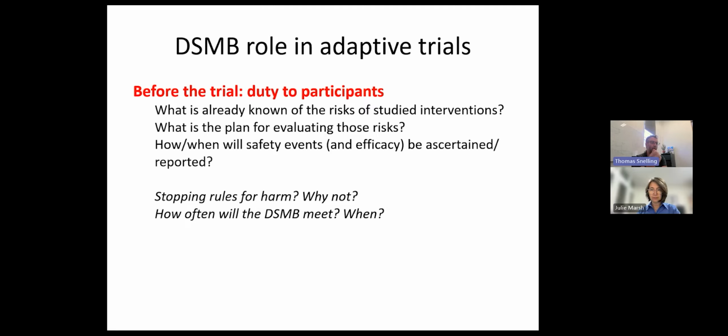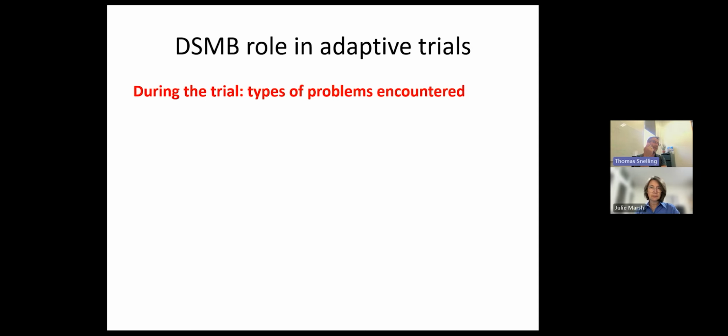You need also to know when and how often the DSMB is planned to meet, and what information they will have, and how much time the DSMB will have between receiving the data, the DSMB report, and the meeting. Because for these complex trials, digesting all of this information is a lot of work, and people need to be given sufficient time to be able to review the materials. So that's the things that the DSMB members should do before the trial starts.